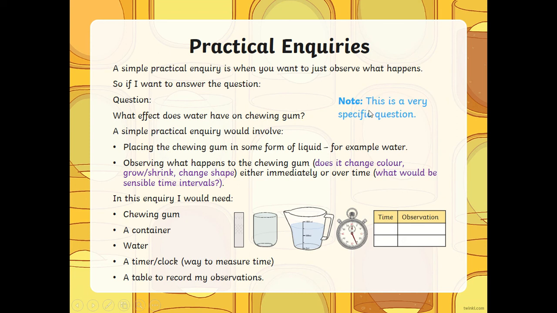I'm just putting a note there that that is not a very specific question, but a simple practical inquiry would involve placing the chewing gum in some form of liquid, for example water, and just observing what happens to the chewing gum. Does it change colour? Does it grow? Does it shrink? Does it change shape, either immediately or over time?